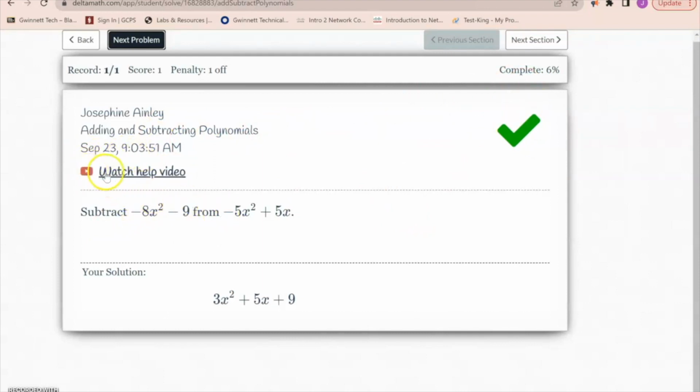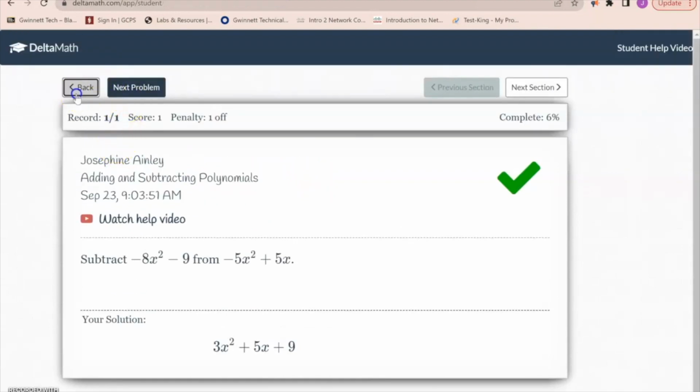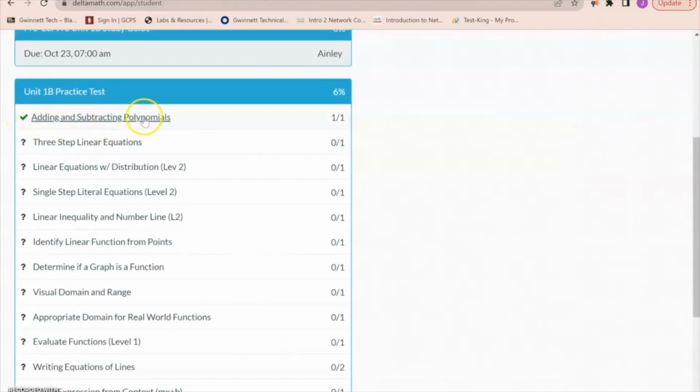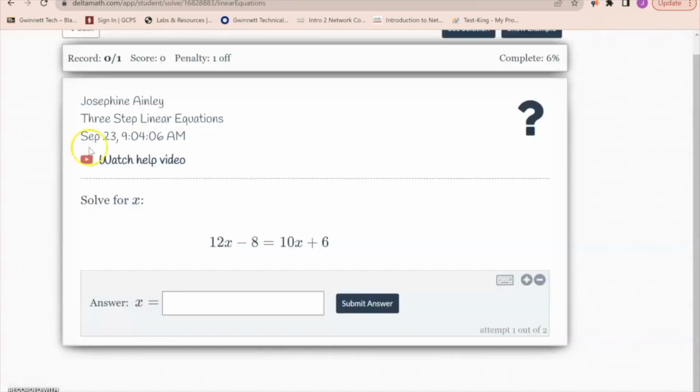Okay. All right, so if you got that question wrong, again, or you don't understand my explanation, you can click right underneath the date, watch help video, and they'll do more than the one example that I just did. But I'm going to go on to the next problem. So I wrote my work in that first box, and I'm going on to 3-step linear equations.